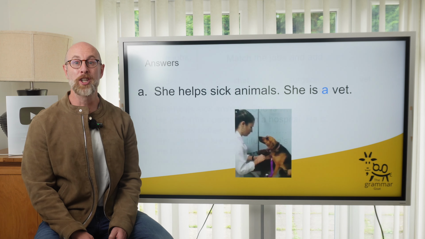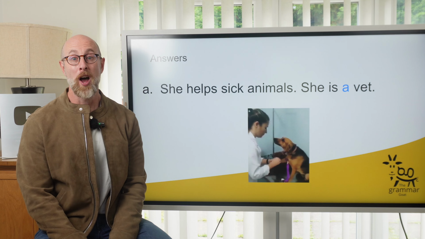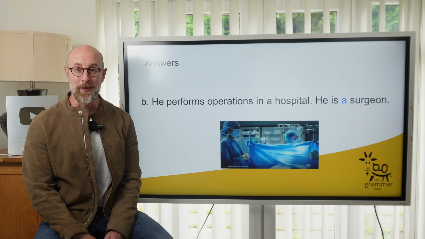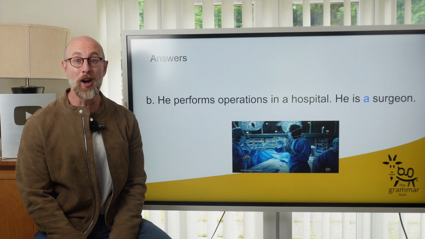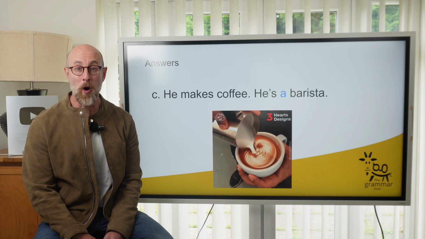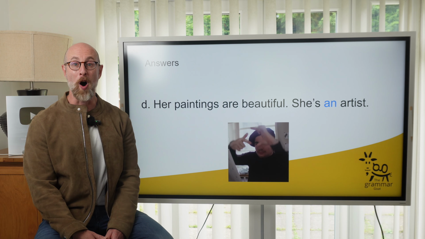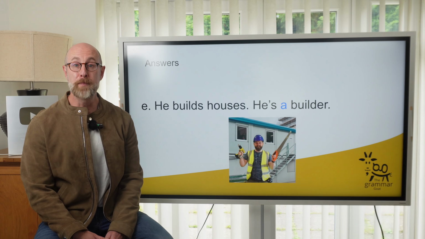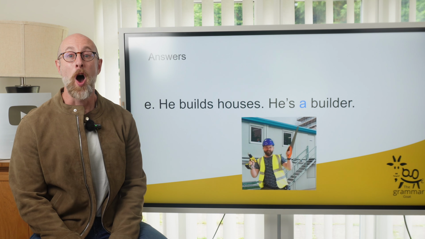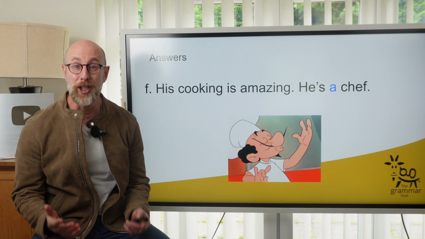Okay, it's time to check. A. She helps sick animals. She's a vet. B. He performs operations in a hospital. He is a surgeon. C. He makes coffee. He is a barista. Her paintings are beautiful. She is an artist. He builds houses. He is a builder. And the last one, his cooking is amazing. He is a chef.